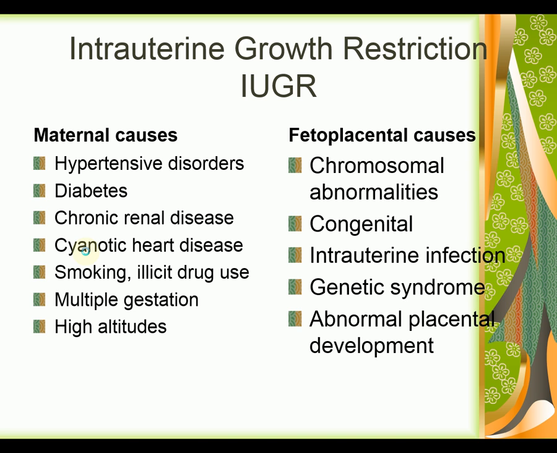Now, the fetoplacental causes, this is if it's based on the fetus or the placenta. These issues can be chromosomal abnormalities, congenital deformities, intrauterine infection, which can happen quite a bit, like with herpes simplex or GBS positive moms, a genetic syndrome, or possibly an abnormal placental development, such as it develops too small, the cord is too small, it develops across the cervix. Things like this can cause the different types of things that are going on.